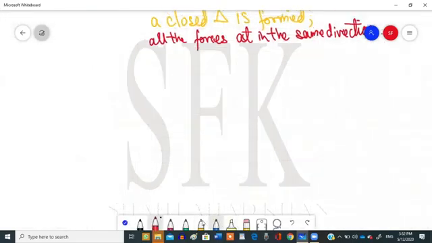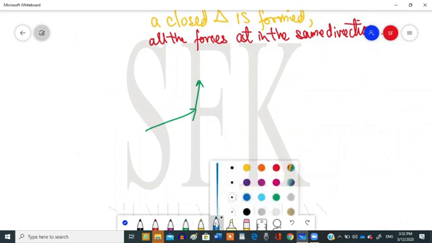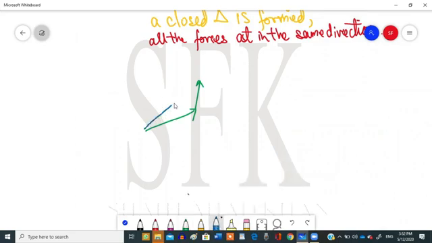Basically, if you have two forces, you add them by head to tail, right? If you add them by head to tail, you get a resultant like this. Now, if you consider this triangle over here, these two forces are acting in the same direction, but this force is not acting in the same direction. The resultant is not acting in the same direction, but rather it's acting in a different direction.